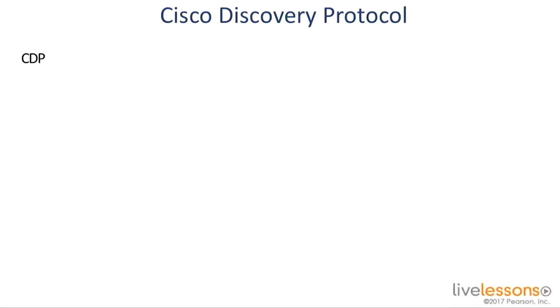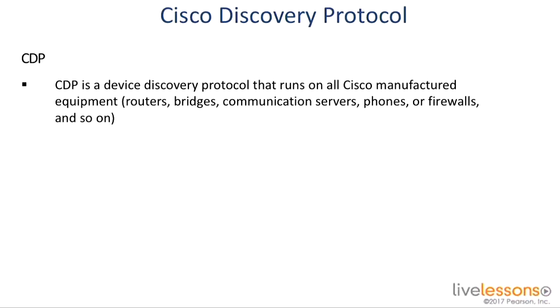CDP, or Cisco Discovery Protocol, is one of the two discovery protocols supported by the Nexus operating system. CDP is a device discovery protocol that actually runs on all Cisco manufactured equipment such as routers and switches, and is a Cisco proprietary protocol that we use in order to discover other devices on the network.